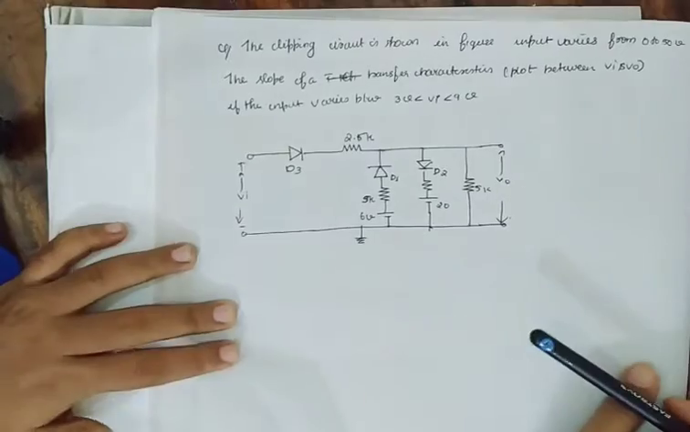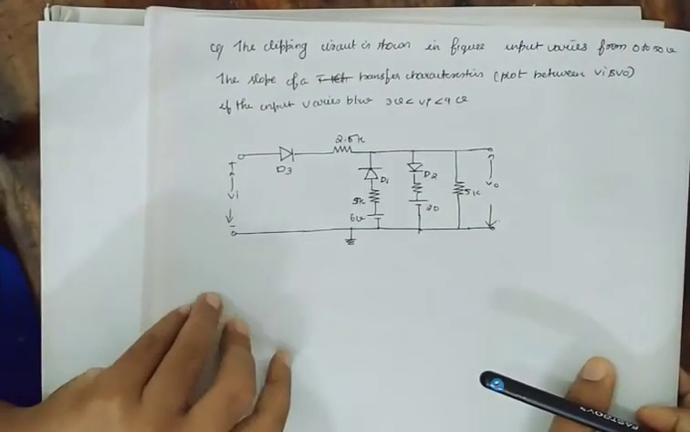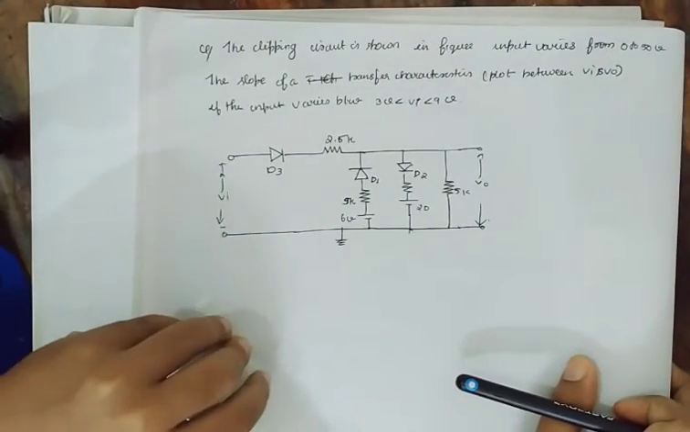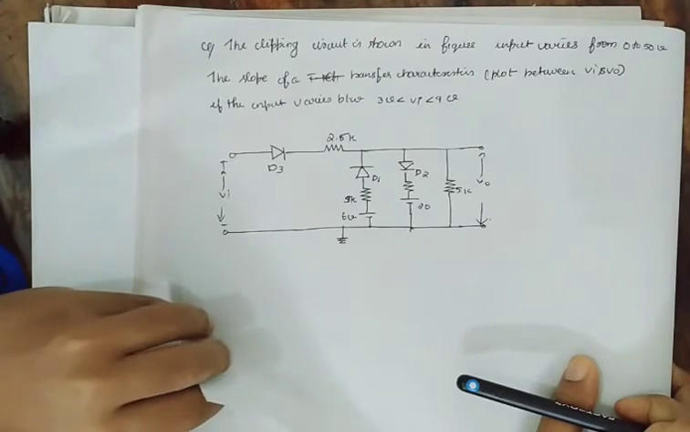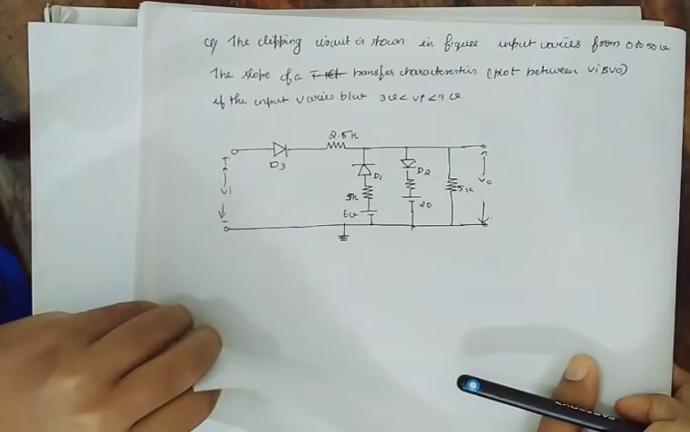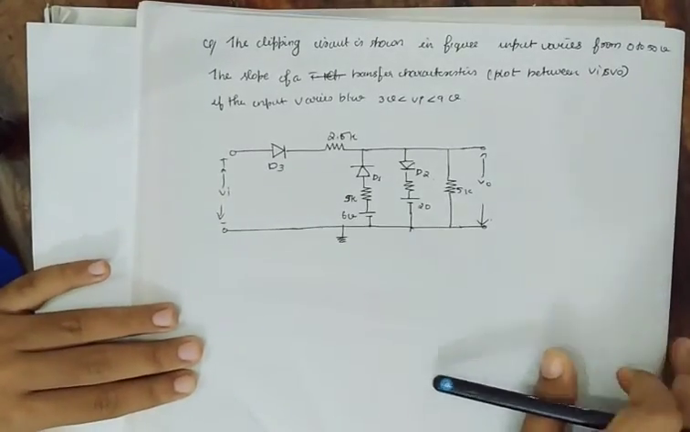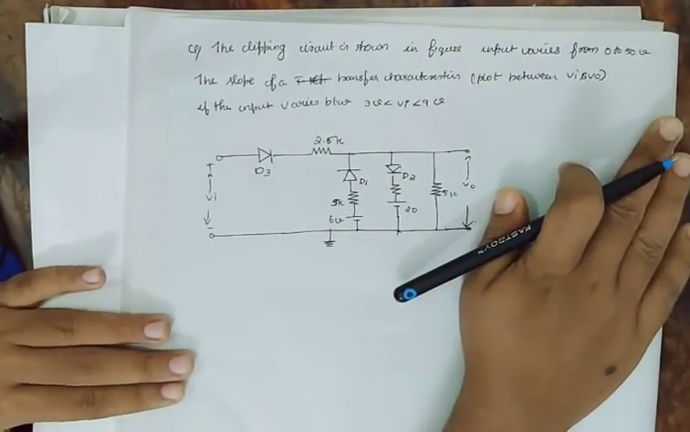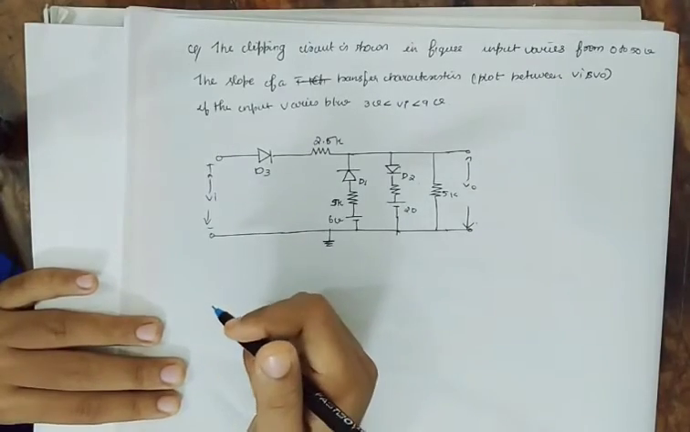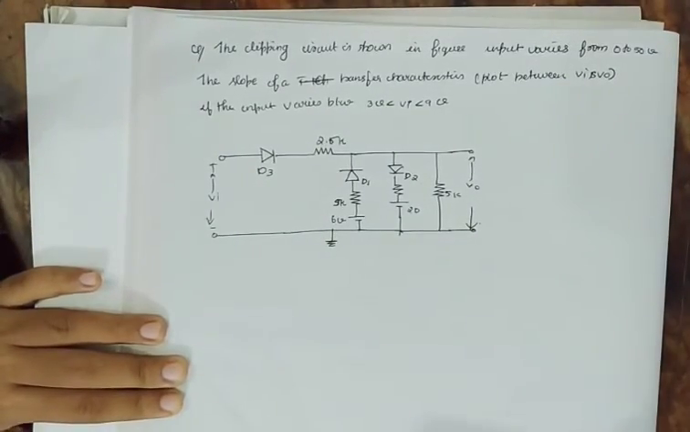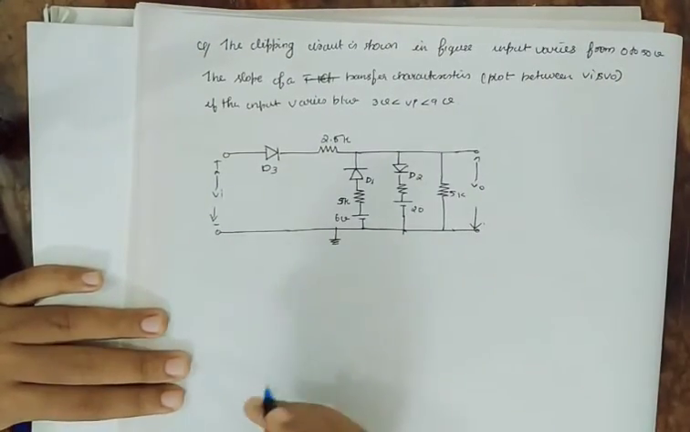The clipping circuit is shown in the figure. The input varies from 0 to 50 volt. The slope of the transfer function plot between VI and V0 if the input varies between 3 volt and 9 volt. Okay, so that is the question being asked here.